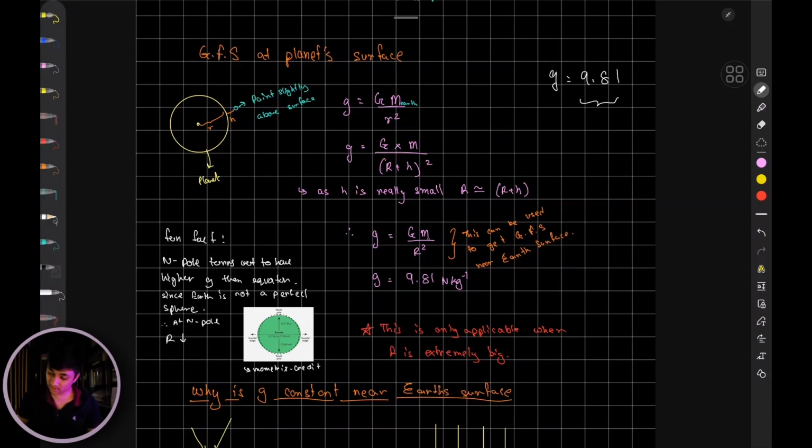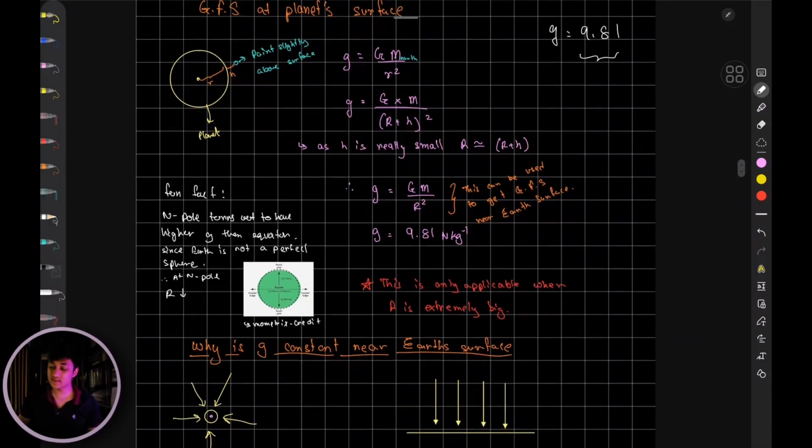So in that case, we can write GM by r squared, in which case the answer turns out to be 9.81 newtons per kg. If you want to find it out yourself, you can plug in the values of the gravitational constant, you can search the mass of Earth, and you can search the radius of Earth. And what you're going to see is the gravitational field strength turns out to be 9.81.